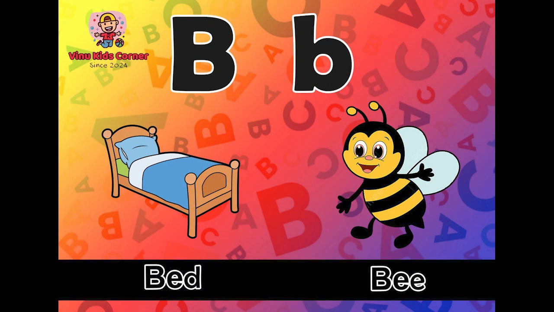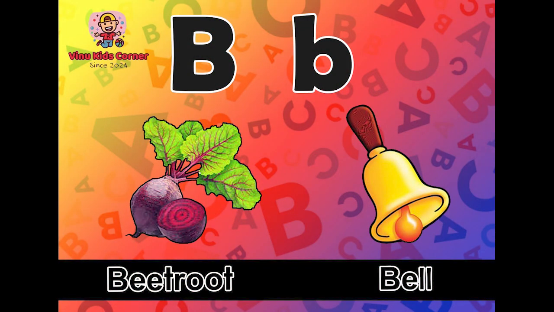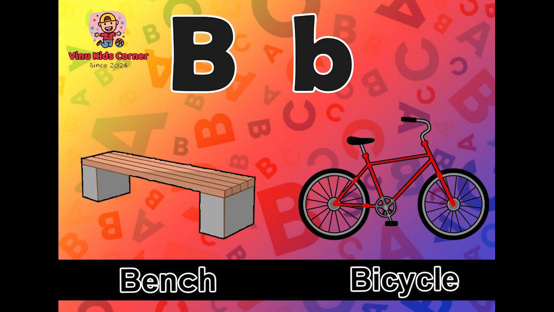B is for bed. B is for bee. B is for beetroot. B is for bell. B is for bench. B is for bicycle.